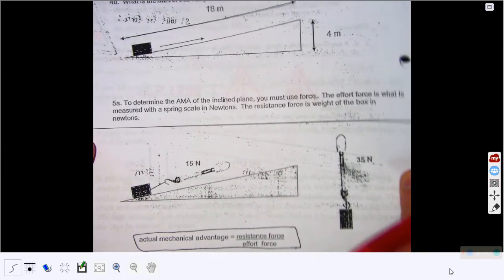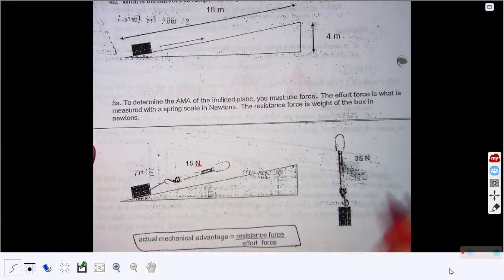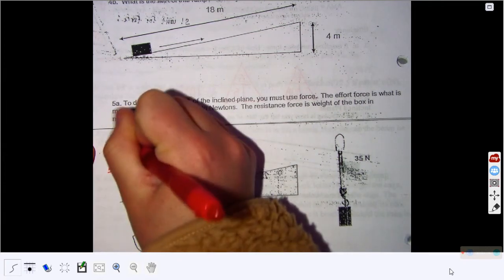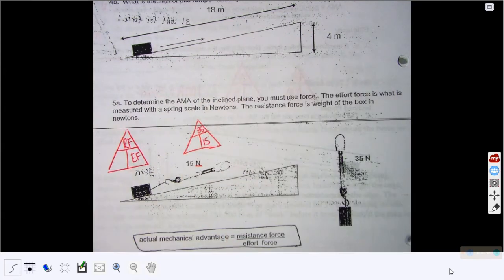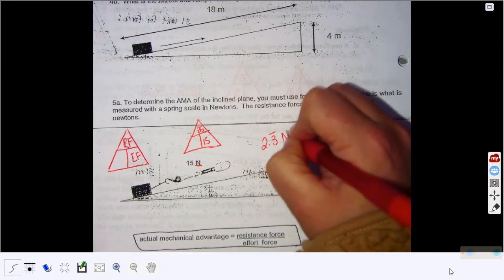At the bottom, you can see that we are given force. Now, remember, our formula is different. We've got resistance force over effort force. I'm going to draw my triangle. Resistance force goes on top. Effort force goes on bottom. So if I'm looking at this example, my resistance force is 35 newtons. That's how much gravity is pulling down. So I'm going to write 35 in the top. And then 15 is going to go on the bottom. And then if you do 35 divided by 15, you get 2.3 repeating.